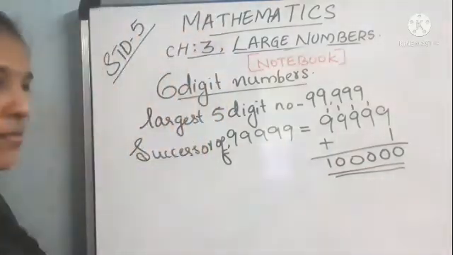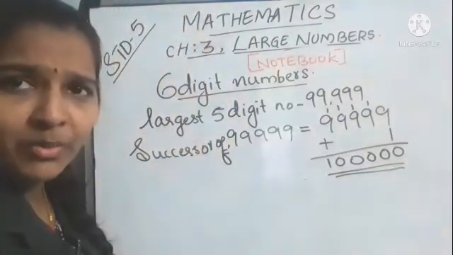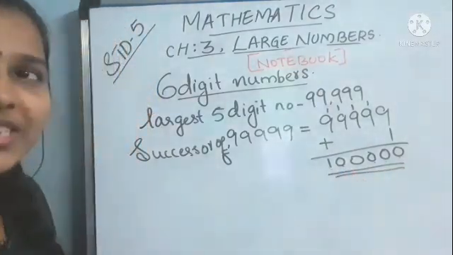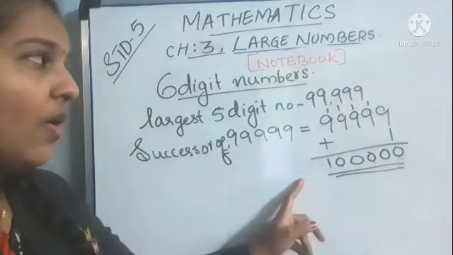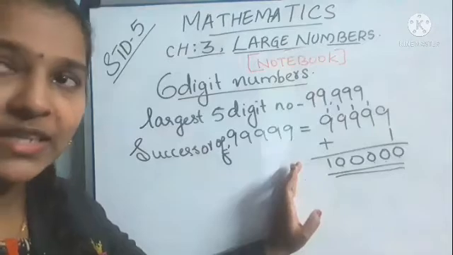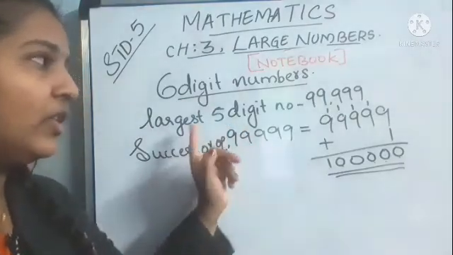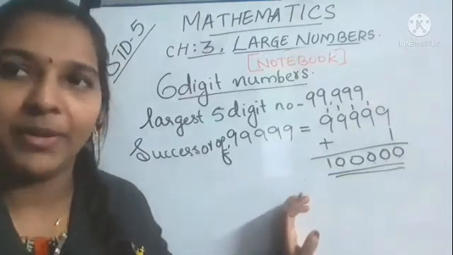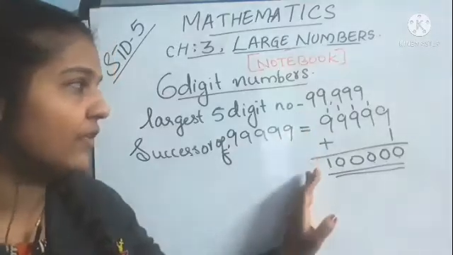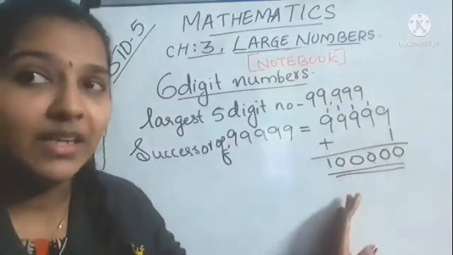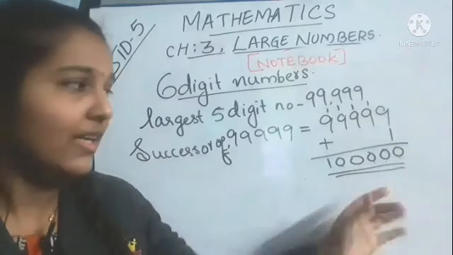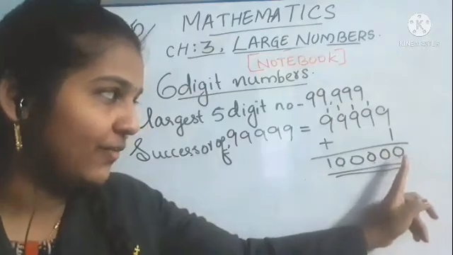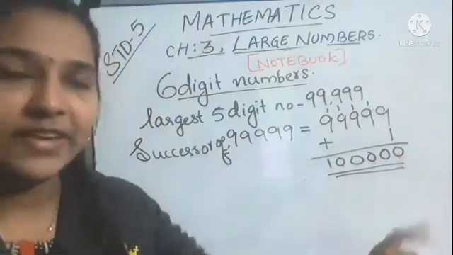Okay, children, look at this number. Now, is it a 5-digit number? Look, 1, 2, 3, 4, 5, 6. No, it's a 6-digit number. So, my dears, from this we can understand, when we add 1 to the largest 5-digit number, we will get the smallest 6-digit number. Okay, that is the successor of the largest 5-digit number is a 6-digit number. Okay, it is a 6-digit number and it has 1 and 5 zeros.